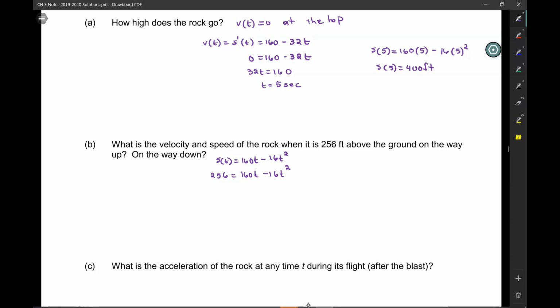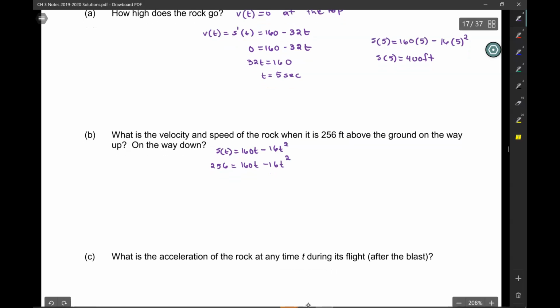I know that s of t is 160t minus 16t squared. That's my position function. I want the position to be 256. Okay? So I'm looking for the time when it's at 256 feet. Let's move everything over. I'm also going to divide by negative 16 on the way, all right? So I'm going to get t squared minus 10t plus 16. So I divided and so on.